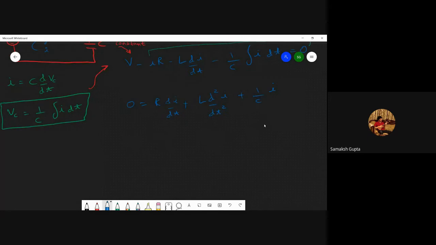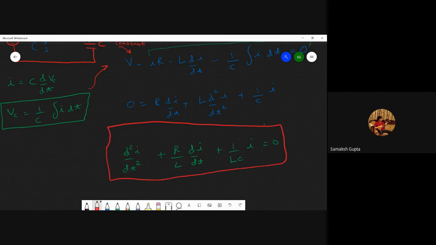Now we have a second order differential equation, and we'll divide all of this equation by L so that we don't have any coefficient for the second order part of the differential equation. If I divide the entire equation by L, I get d2I by dt square plus R by L di by dt plus 1 over LC times I is equal to 0. So this is your general differential equation in case of a series RLC circuit, right?